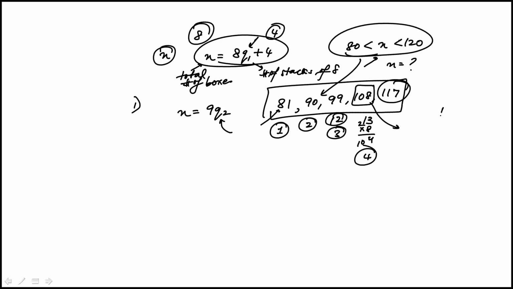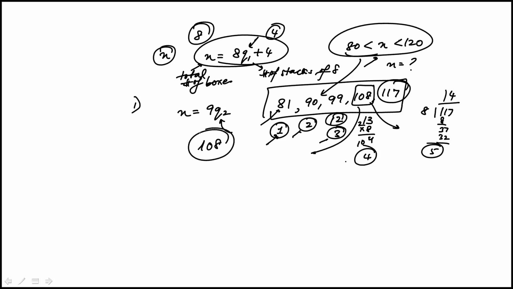And if we look at this 117, 8 times 4 is 32. That's going to give me a remainder of 5. And you'll see how the remainders are going 1, 2, 3, 4, 5. So there's only one value. So statement 1 alone is sufficient, meaning to satisfy both statement 1 and the information given in the main stem, n must be 108. So 1 alone is sufficient.